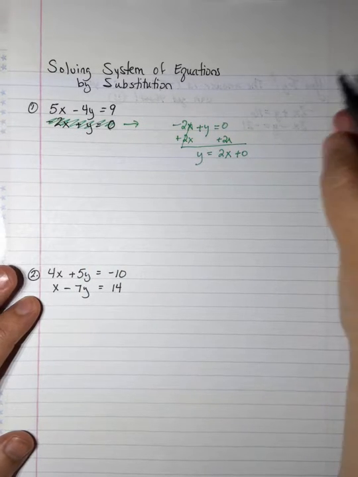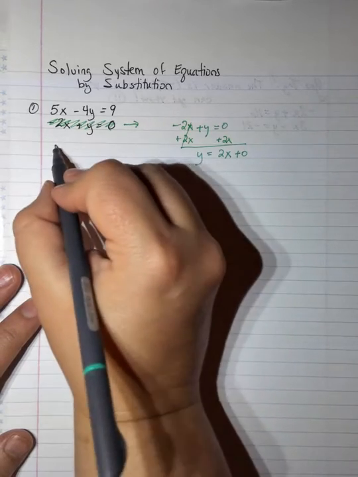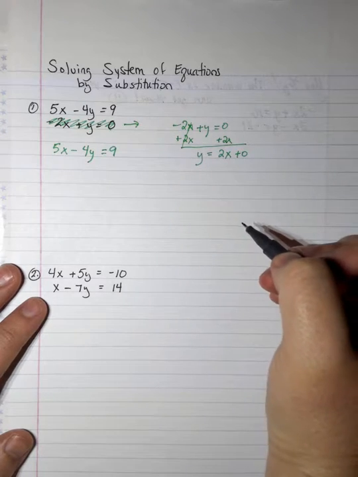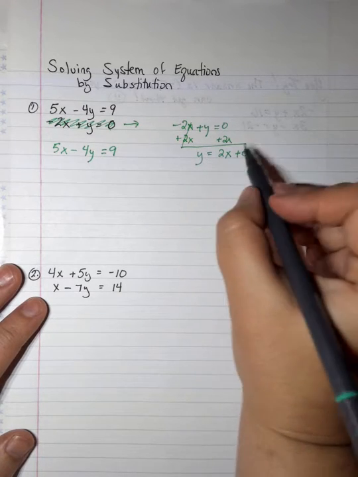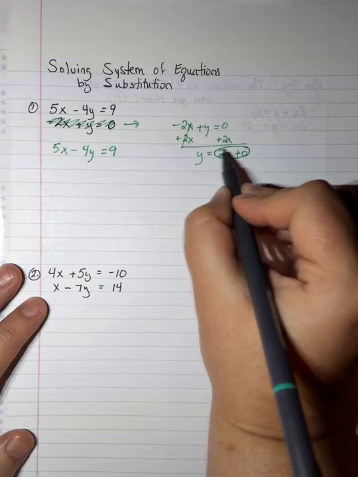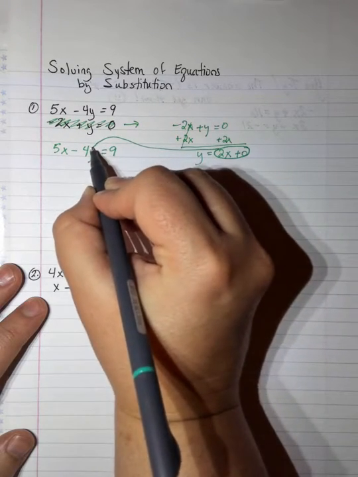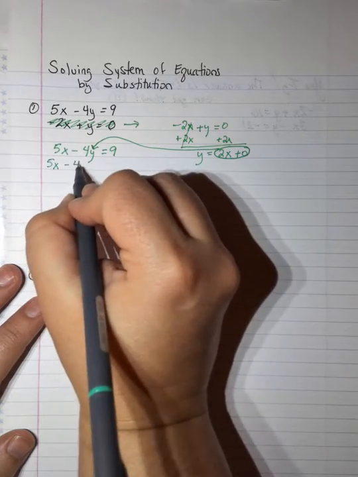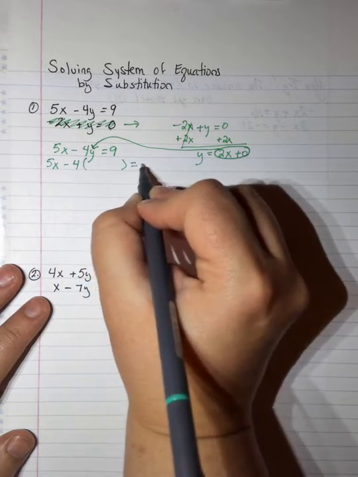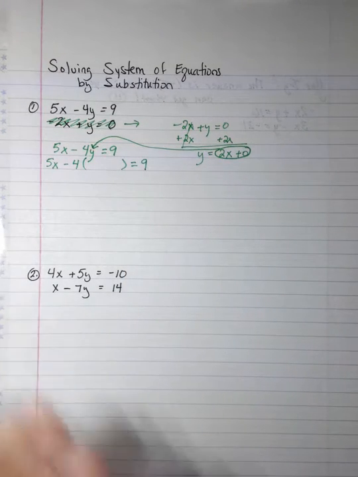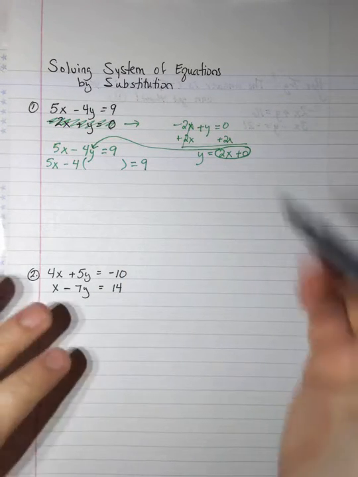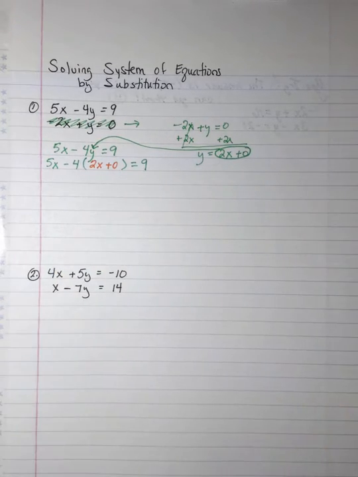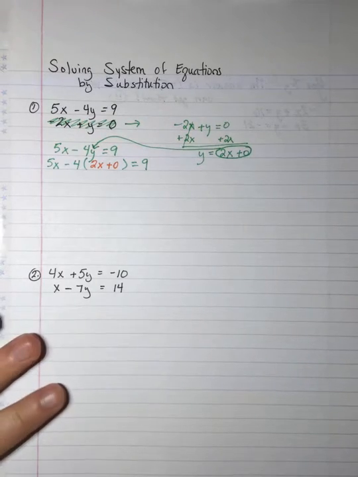Now I'm going to take my other equation and write it down here to where you can see it better. Systems of equations by substitution is exactly that. Now that I know what y equals, I want to take what y equals and replace the y over here. I want to use substitution. So 5x minus 4. Instead of that y, I want to put a big old parenthesis and put my equal 9. In that big old parenthesis, I'm going to replace that y value with what we said y equaled, 2x plus 0.